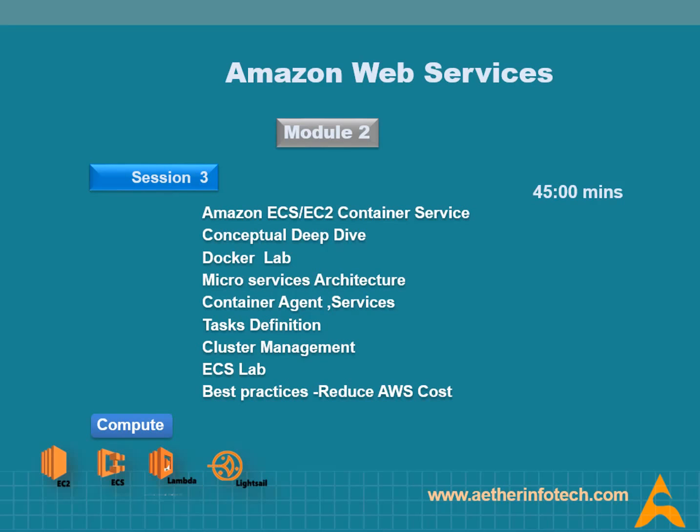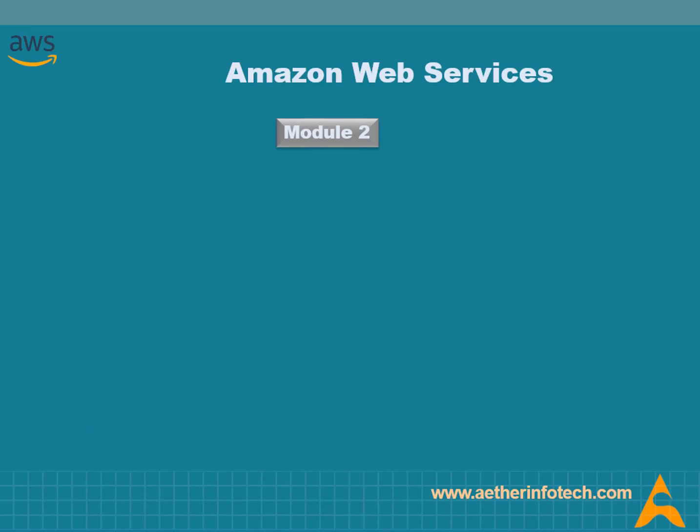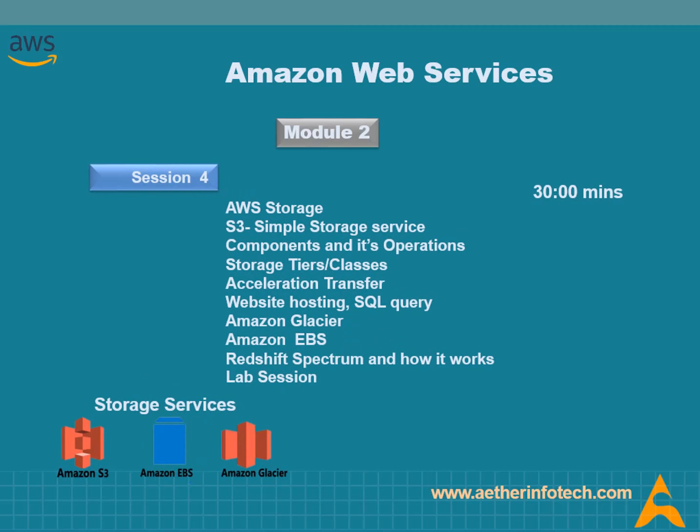In session 4, we'll talk about storage services. The duration of this session will be around 30 minutes. Here we'll talk about Amazon S3, Simple Storage Service. We'll discuss Amazon Glacier, Amazon EBS and Redshift Spectrum, and how it works. At the end, we will have a detailed lab session after the theoretical session.